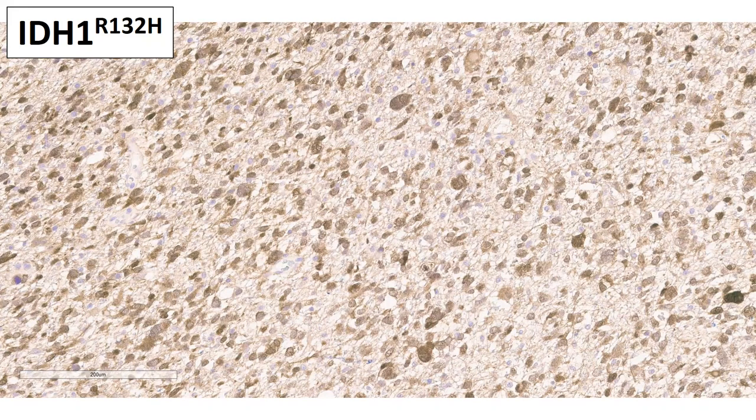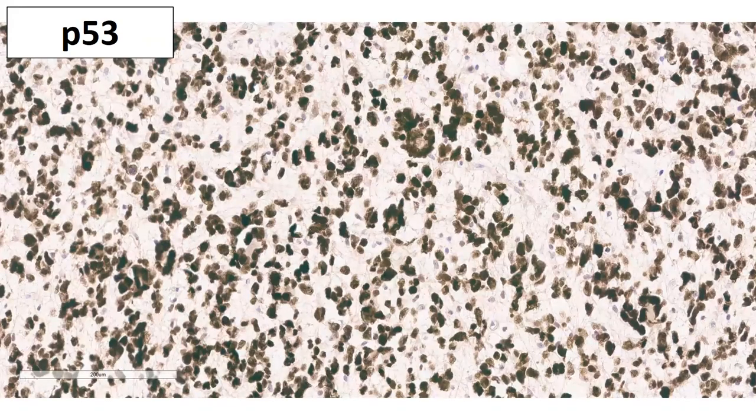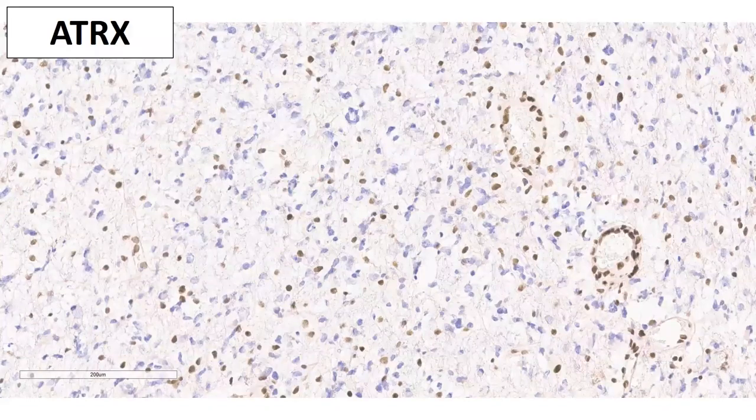This is just another area. All right, P53, essentially 100% of the cells staining. That is almost certain to be a TP53 mutation. All right, this is just another area, 100%. And this is the ATRX lost in the tumor cells.